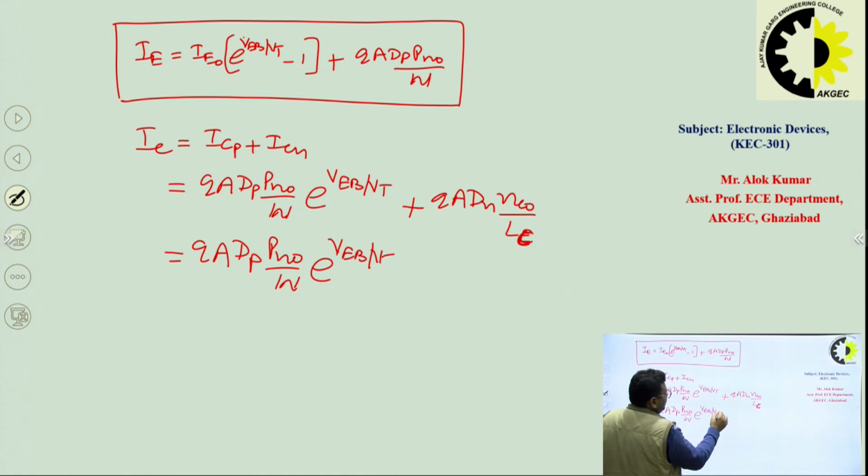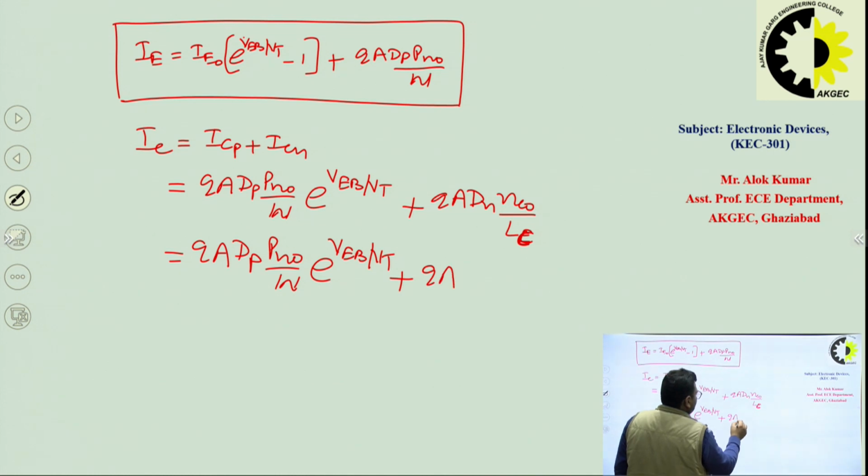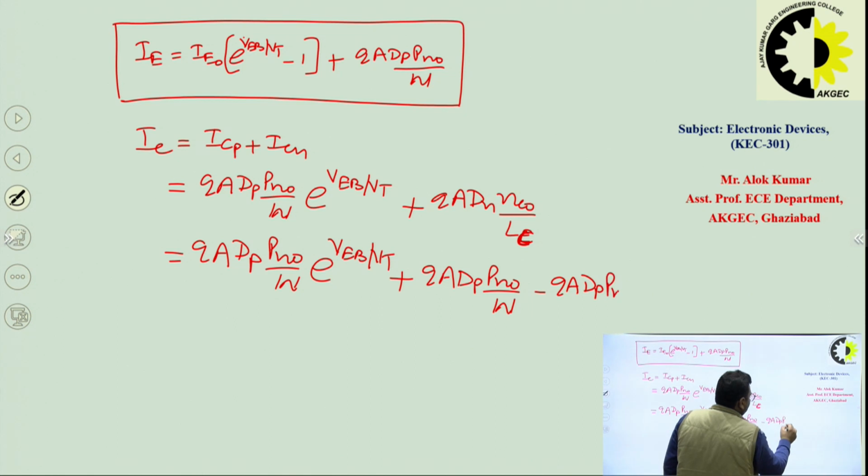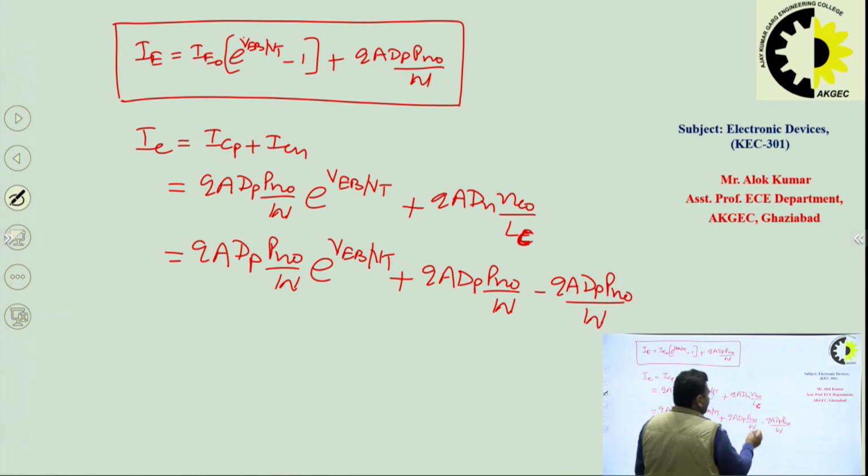Now, VEB over VT, I will add this term and subtract this term. Why? Because I want to make the same term here. Here I have this term VEB over VT minus 1, and I want to make the same term here. So this will be QA dP Pn naught upon W minus QA dP Pn naught upon W, and the last term is QA dN NC naught upon LC.